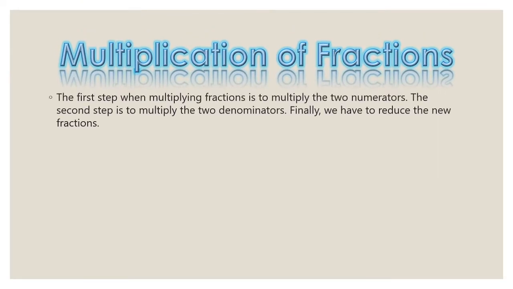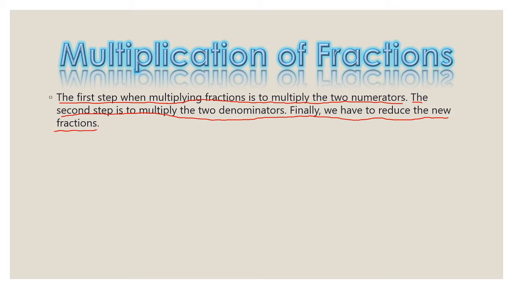So the first step when multiplying fractions is to multiply the two numerators. The second step is to multiply the two denominators. And finally, when we have multiplied, we have to reduce the new fraction.